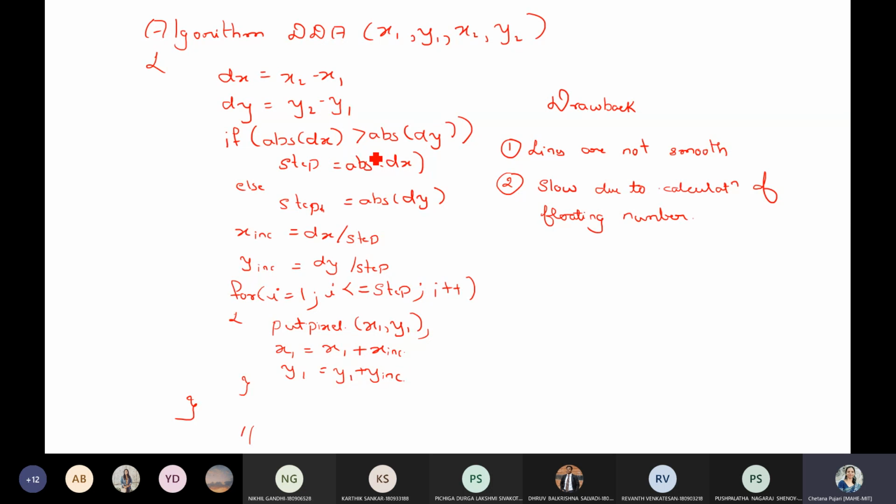Based on this, we calculate the increment at each iteration, how much the x should increase and the y should increase. So x increment will be equal to the difference you calculated divided by step. Similarly, y increment is equal to the difference in y divided by step. Then we use a loop and plot the x and y values. This is your plotting on the screen.